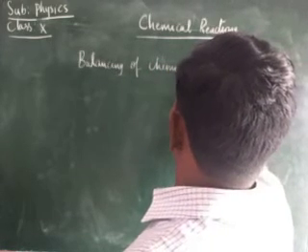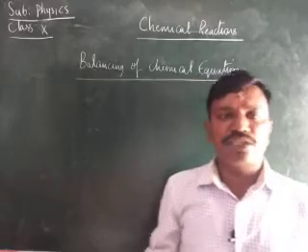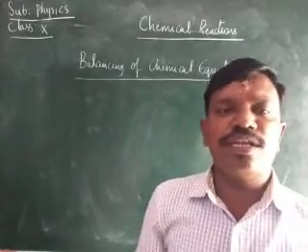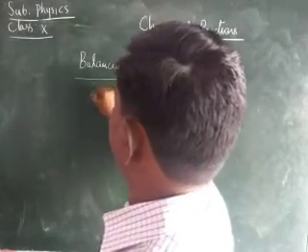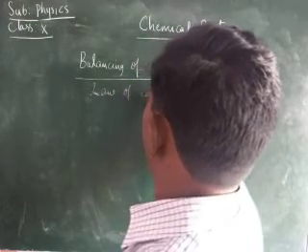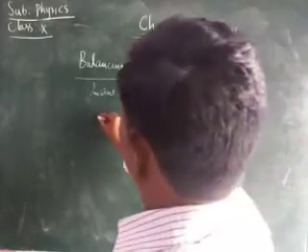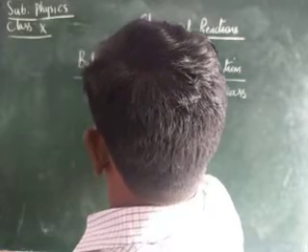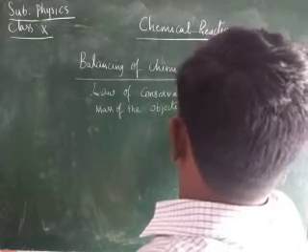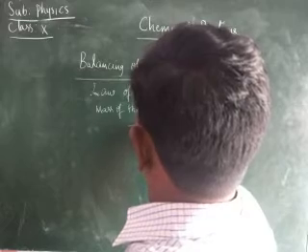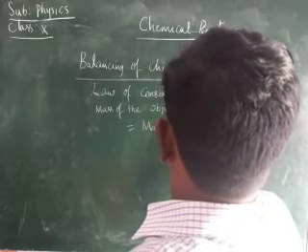Balancing of a chemical equation represents that, according to the law of conservation of mass, the mass of the objects before the reaction should be equal to the mass of the objects after the reaction.